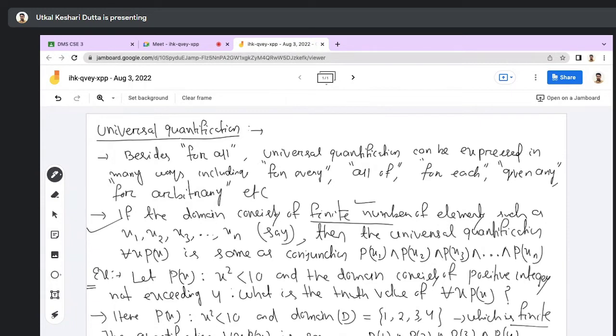That means if the domain contains 1, 2, 3, then P of 1 is true, P of 2 is also true, P of 3 is also true. That means for all the elements present in the domain, the given predicate is true. In that case, you can say the truth value of the universal quantification will be true. Okay.